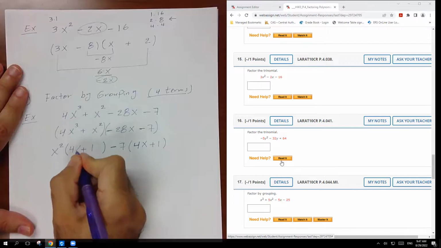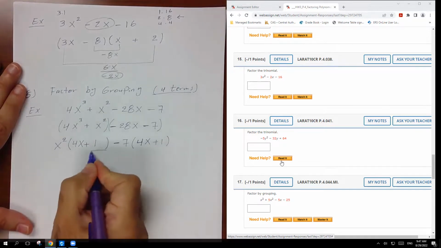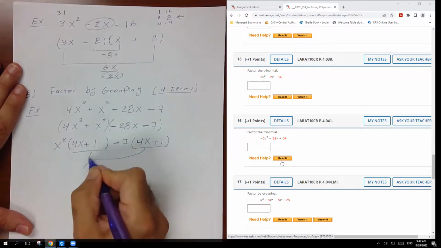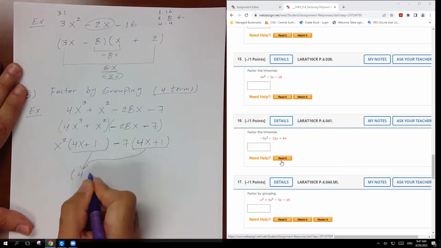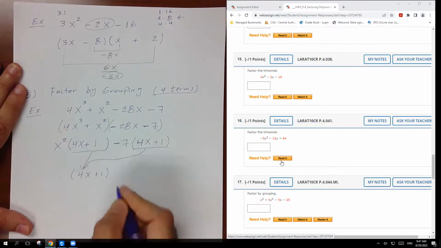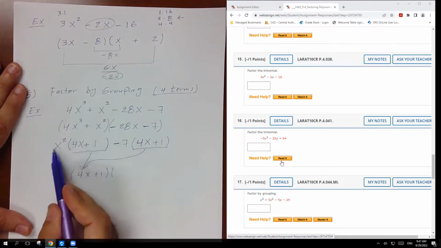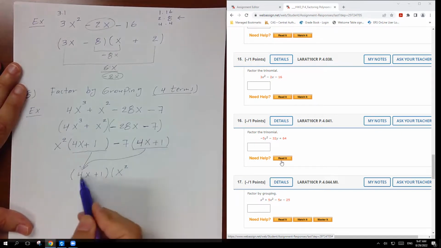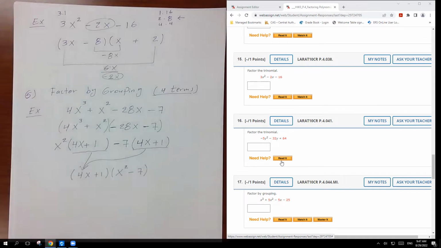So 4x. Now, how are you going to know this is the right step? You have to get exactly the same parentheses. If I got exactly the same parentheses, that means this is the right solution. I'm going to write down one of these parentheses here, 4x plus 1. And on the other side, this parentheses exists here, so the leftover is just x squared, and the leftover on this side is minus 7. That's it for this example.